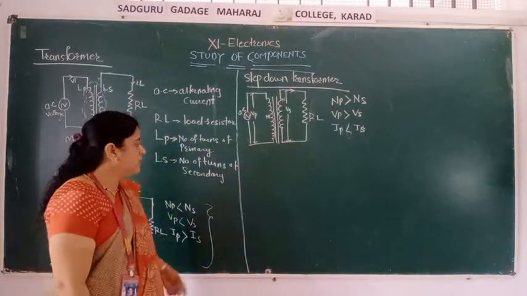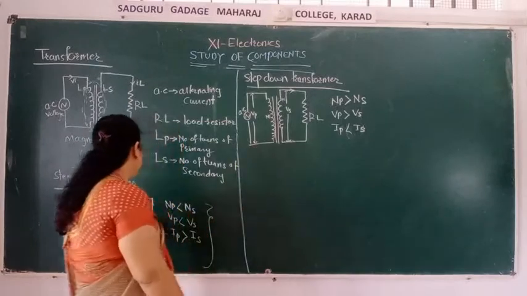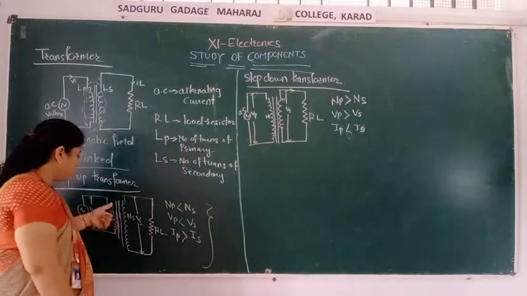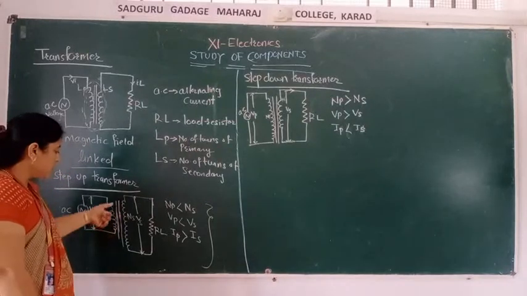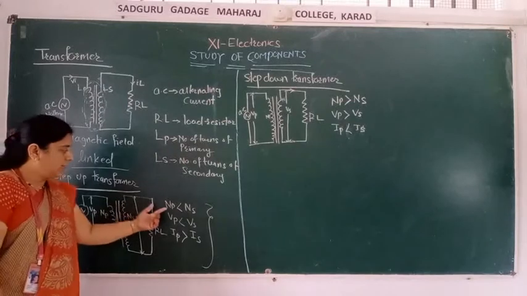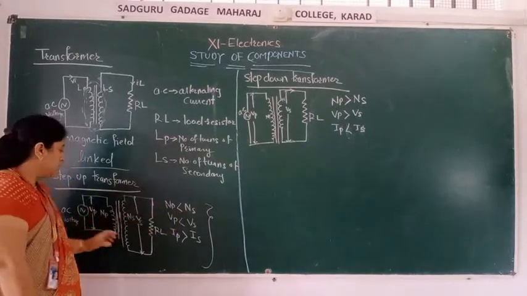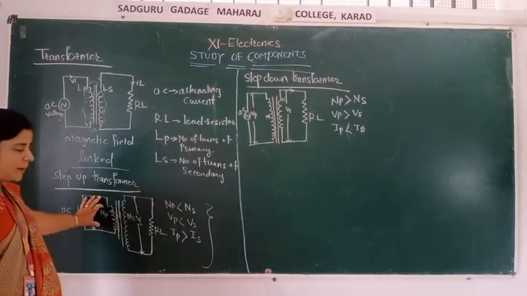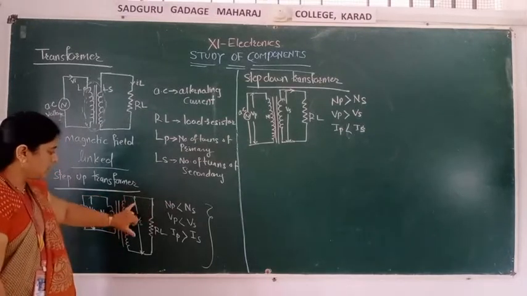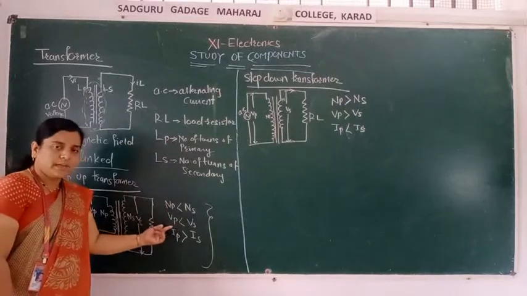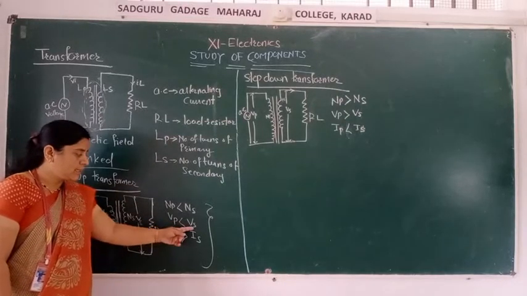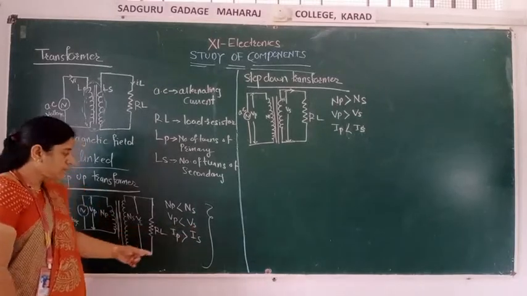All of you understand? There are two types of transformer: step up transformer and step down transformer. In step up transformer, what happens? Number of turns of the primary is less than number of turns of the secondary. Therefore, we can write here NP is less than NS. Voltage across the primary is smaller than voltage across the secondary. Therefore, we can write here voltage across primary is less than the voltage across the secondary.